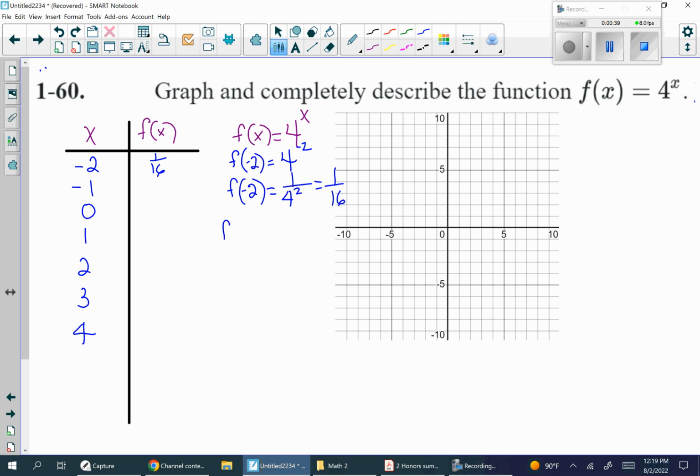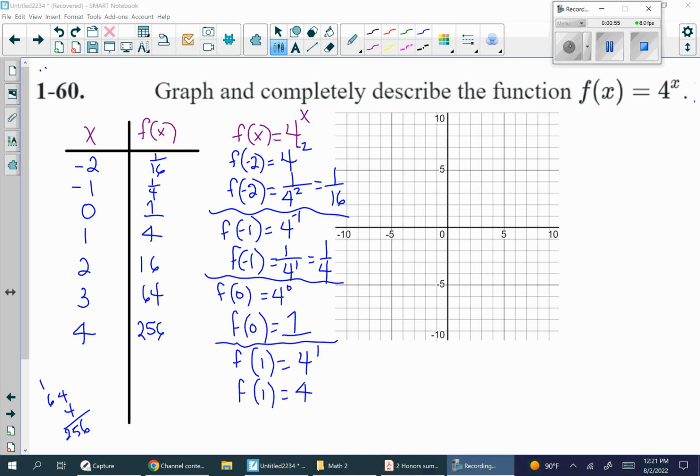All right, so let's do f of negative 1 equals 4 to the negative 1. That becomes 1 over 4 to the first power, or simply 1/4. Let's fill in a few more of these. After putting in a little bit of pencil lead and finding a pattern here, I noticed that it's a pattern of multiplying by 4, and that helps.